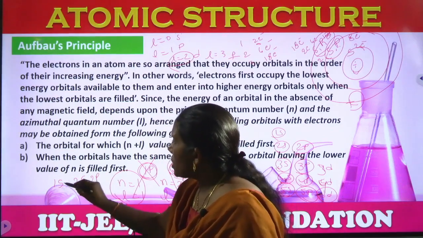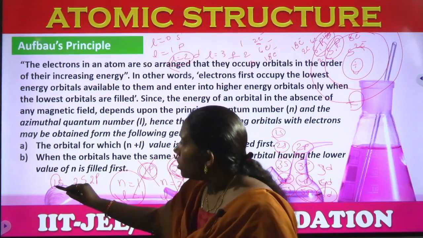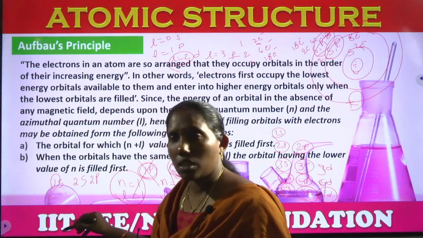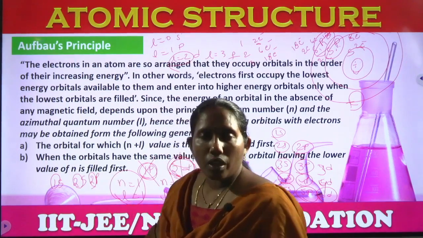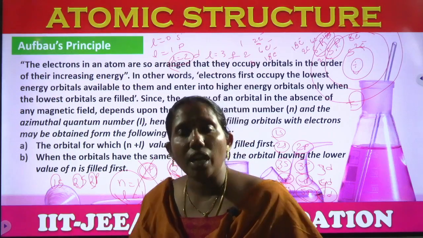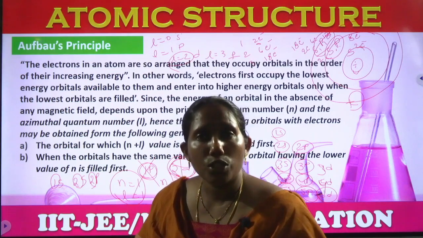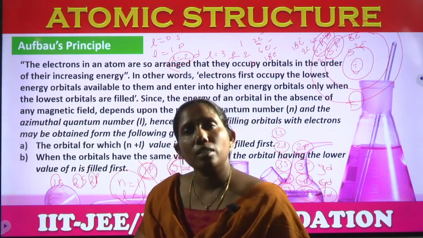Here, lowest means according to the n value. If you observe 1s and 2s, n equal to 1, n equal to 2, so n equal to 1 has the lowest orbital. And here comes 2s and 2p. The n value is the same for both, then how do we know which has the lowest energy? Because the n value is the same for 2s and 2p, then we have to follow the n plus L rule.